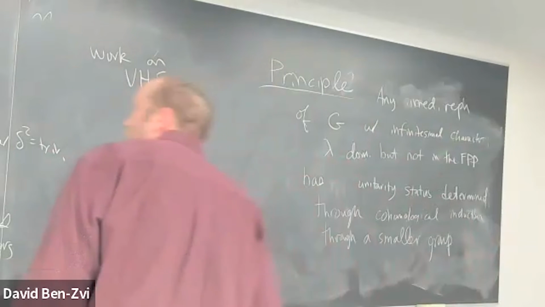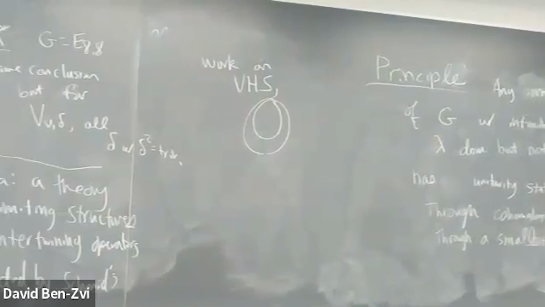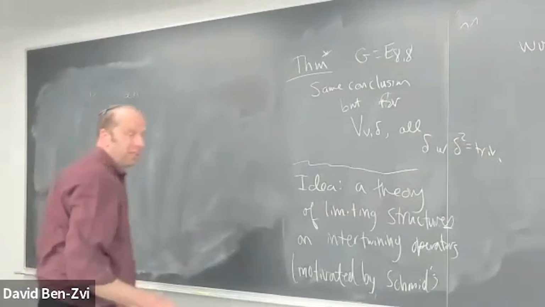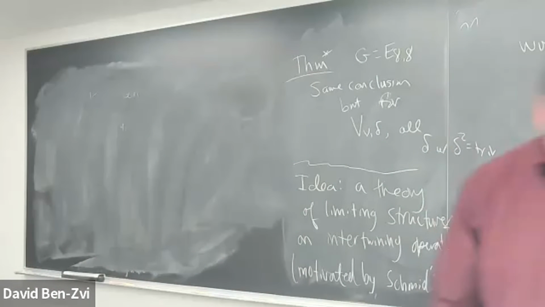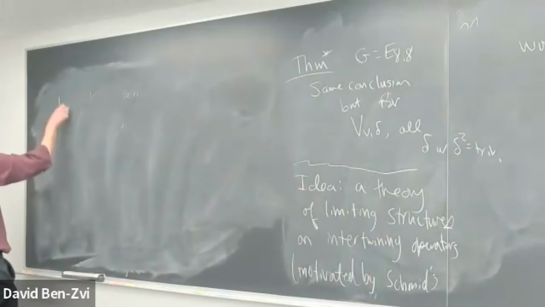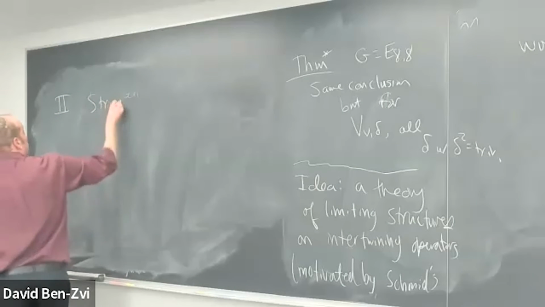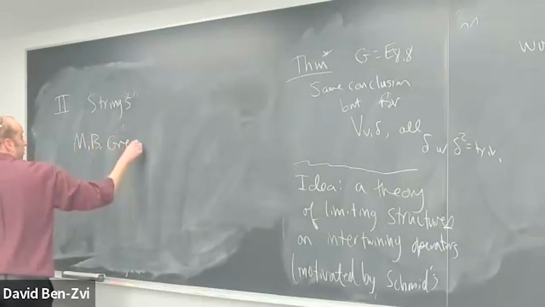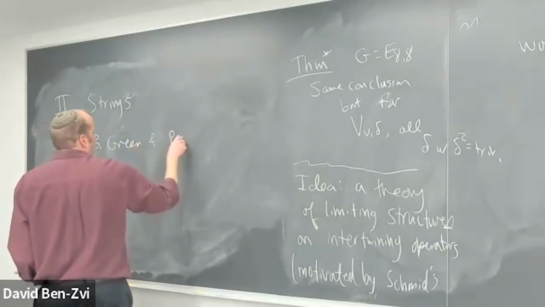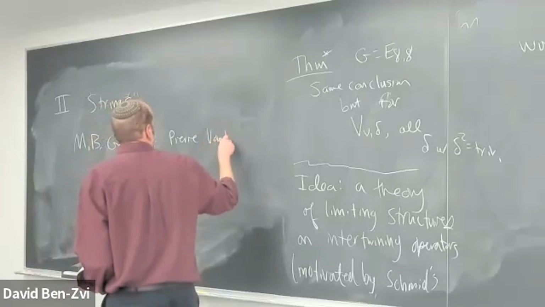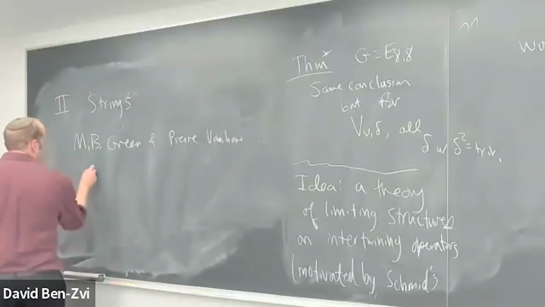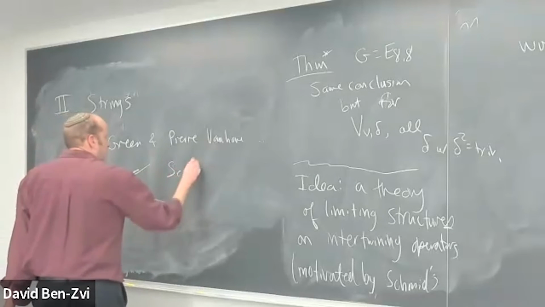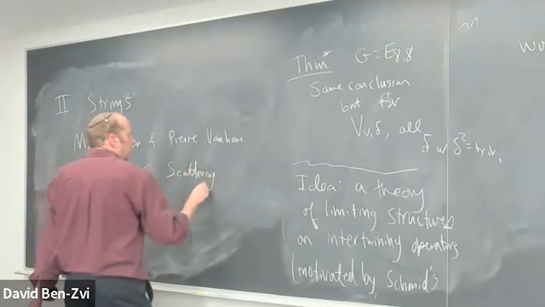Okay, so why am I talking about any of this to begin with? Well, there's something pretty ridiculous that happened in nature. Maybe not in nature. So there's Michael Green, like the Green-Schwarz, and Pierre Vanhove. There are some other collaborators. They were studying certain types of Feynman diagrams, and they studied the scattering amplitudes.